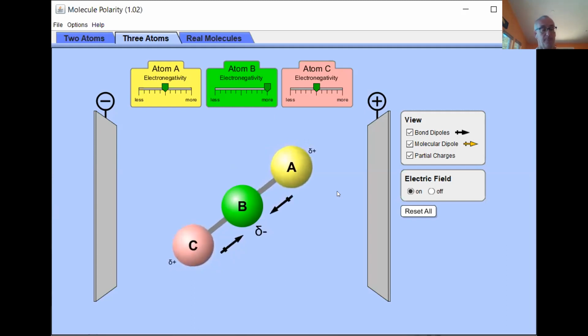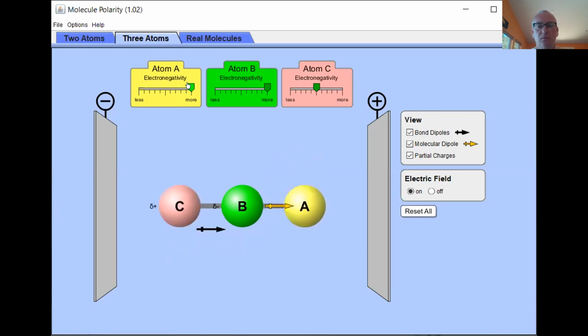Oh, go ahead. I have a question. If I change the order, like let's say there is an option to put A in the middle, or no? No, but you can change. Let's say, for instance, I make A more electronegative. Watch what happens. No, I mean if I put A in the middle, in the center. You can't do that, but you can change the electronegativity of any of them. So you can make the electronegativity of these three whatever you want. But what I sort of want to point out here.